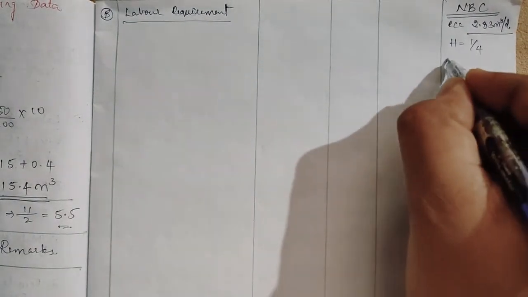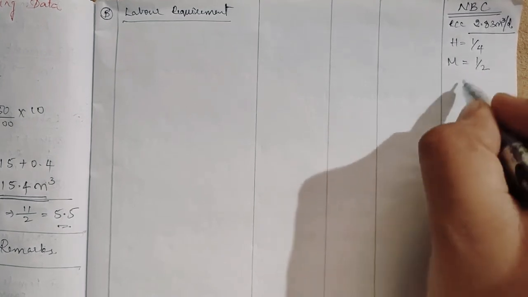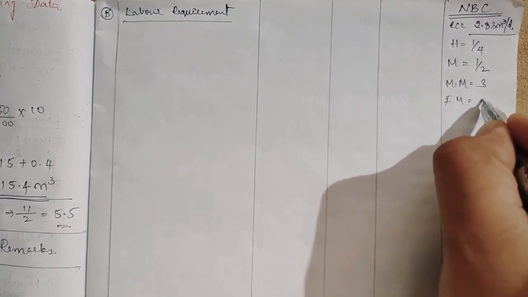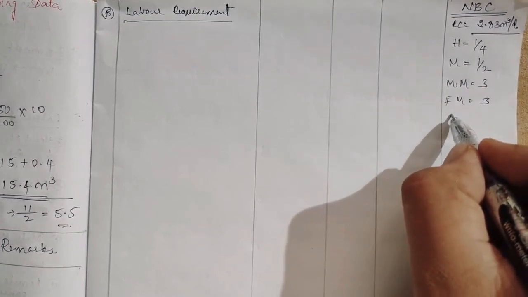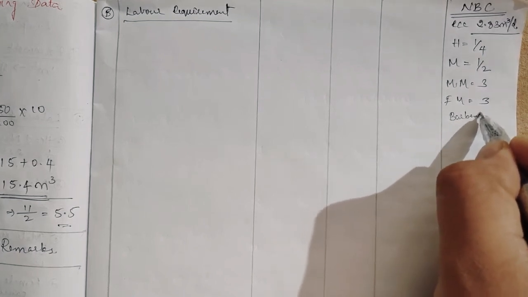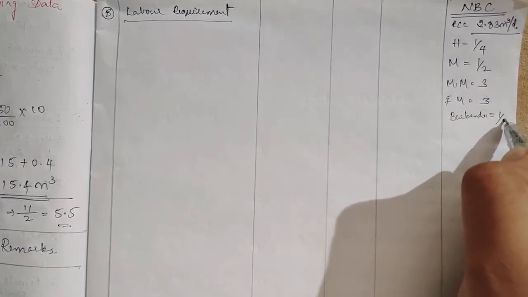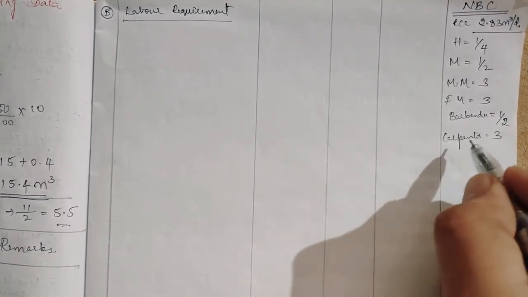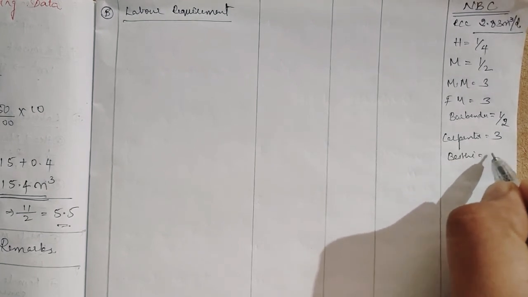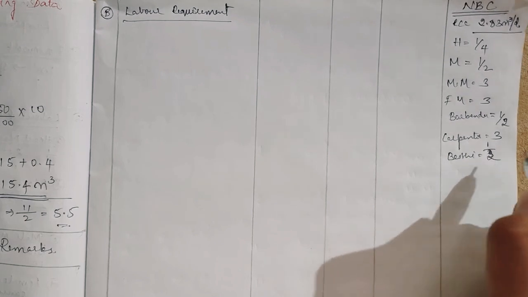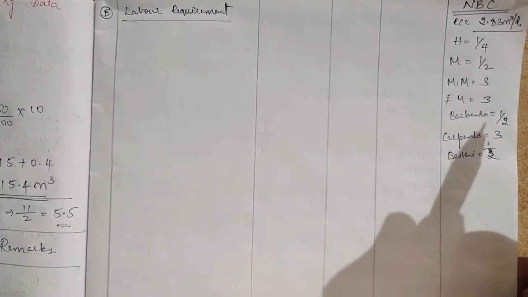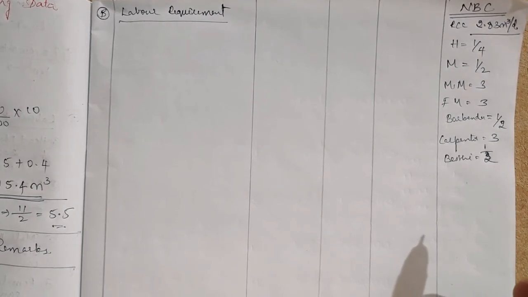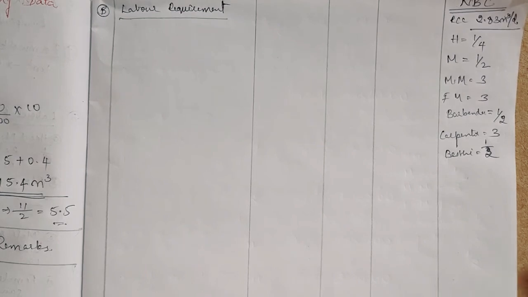So head mason was 1/4, mason was half, male mazdoor 3, female mazdoor 3, and barbender half, carpenter 3, bestie will be 1/2. Okay, so for the RCC work this is common for beams and slabs and columns, this is the same.